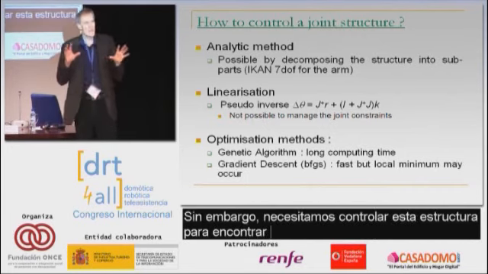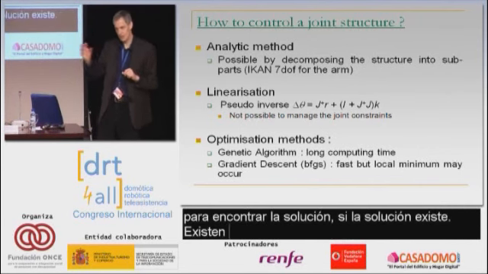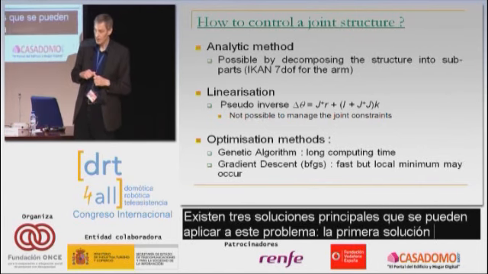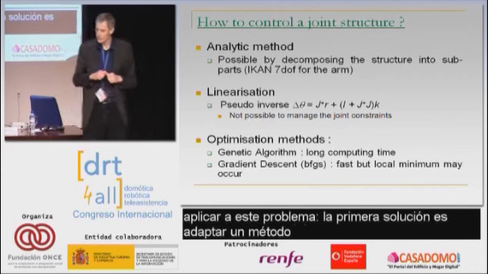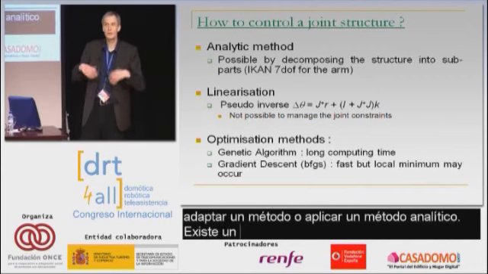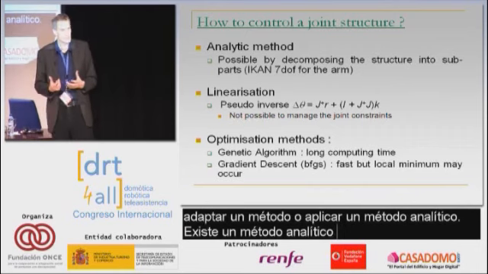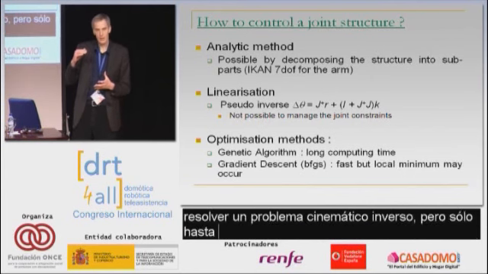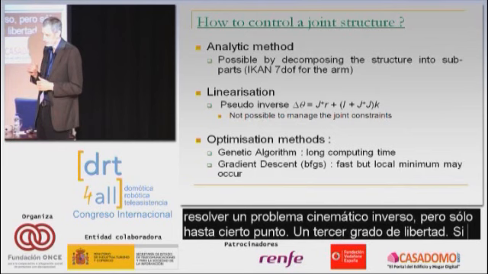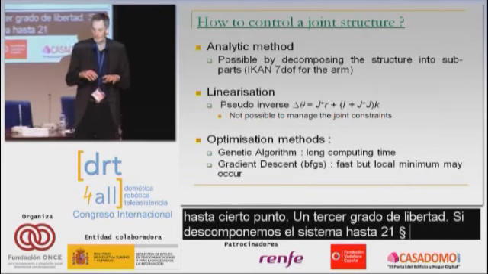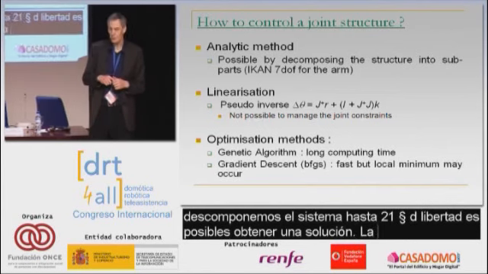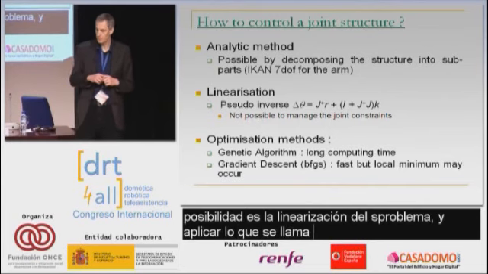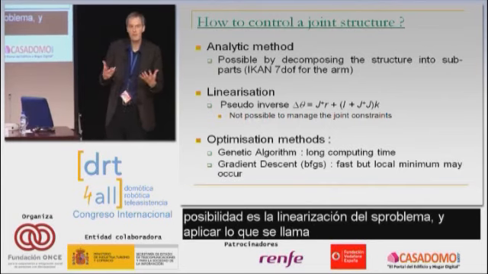There are three main solutions to apply to this problem. First, to adapt an analytic method. There exists an analytic method, for example, to solve the inverse kinematics problem, but only for 7 degrees of freedom. If we decompose the 21 degrees of freedom system, it's possible to have a solution. The second possibility is a linearization of the problem and applying the pseudo-inverse method to find the inverse kinematics.